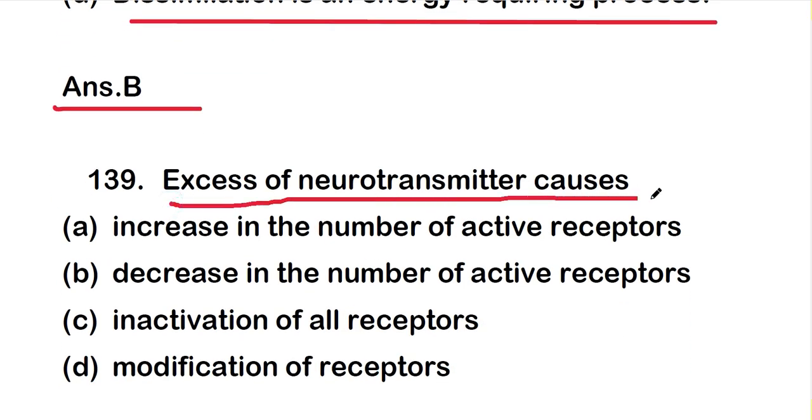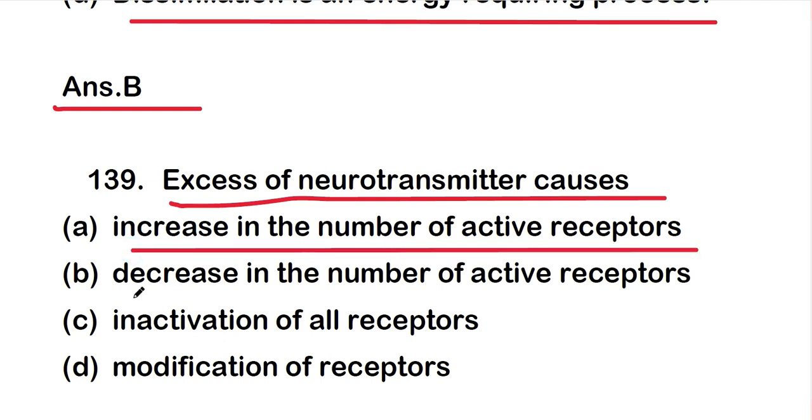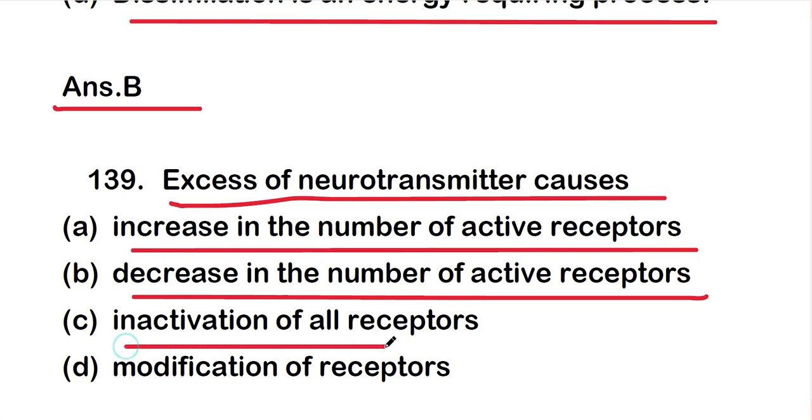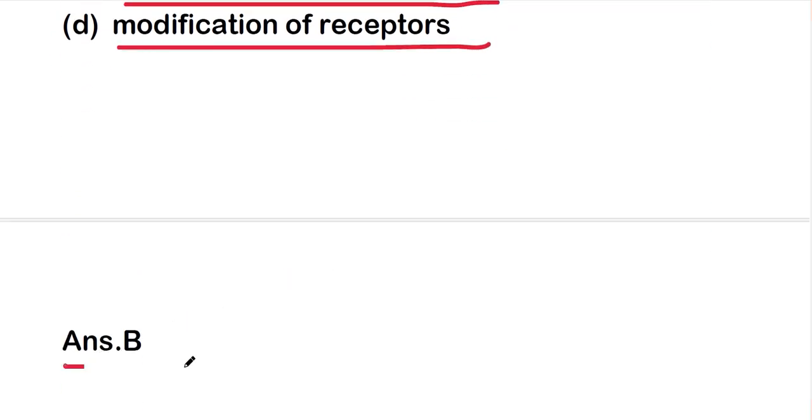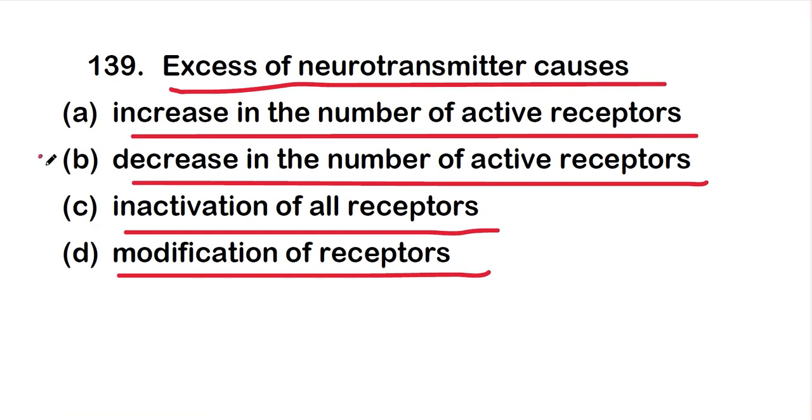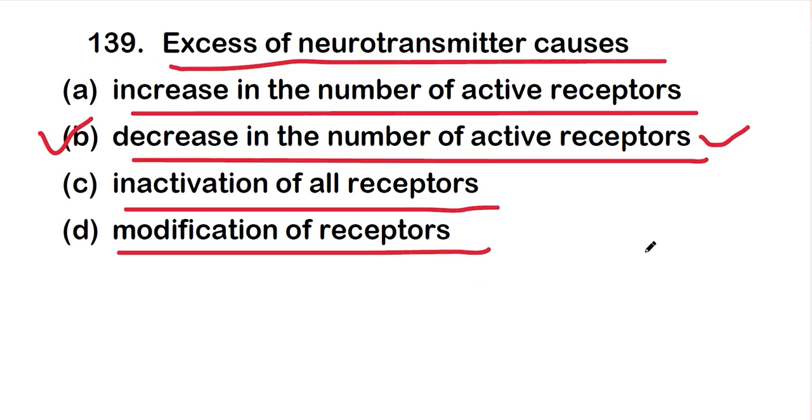Excess of neurotransmitter causes: increase in the number of active receptors, decrease in the number of active receptors, inactivation of all receptors, or modification of receptors. And the right one is option B, that is, decrease in the number of active receptors. So excess of neurotransmitter causes a decrease in the number of active receptors.